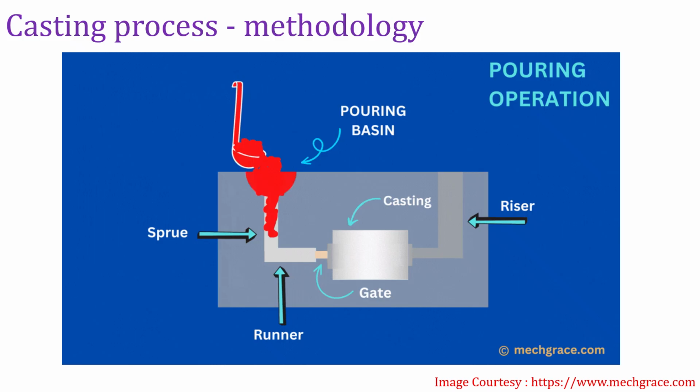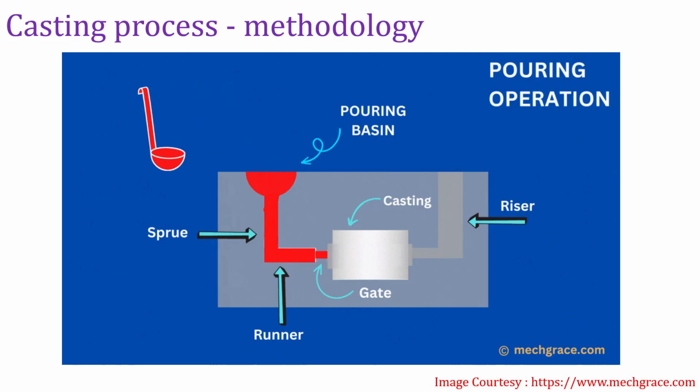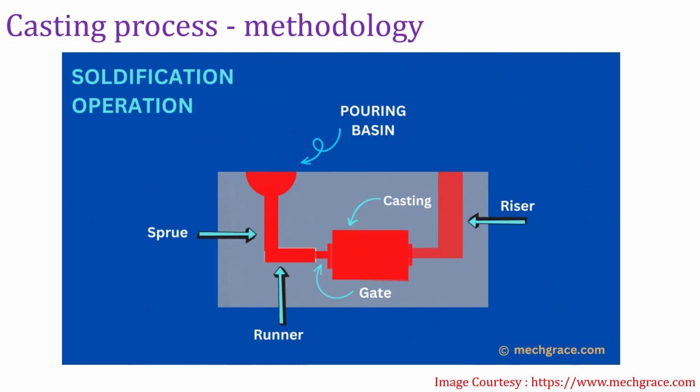The mold is left undisturbed while the metal solidifies and cools. Once the solidification is completed, the mold is broken out, the cast is removed, gates and risers are cut off, and final operations such as grinding, cleaning and inspection are carried out before the casting is ready to serve.